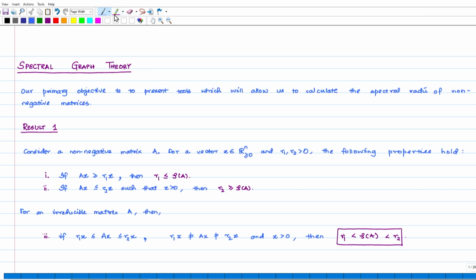Okay, let me first write the statement to quickly remind you or show you here. So, the second result says that if we can actually find a positive number R2 such that Ax is less than or equal to R2 x, in that case, R2 becomes an upper bound of the spectral radius of A. So, now let us start with the proof of it.